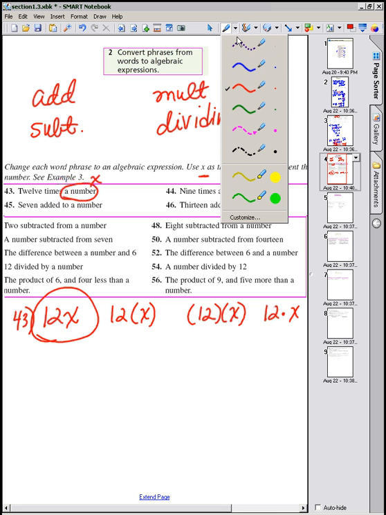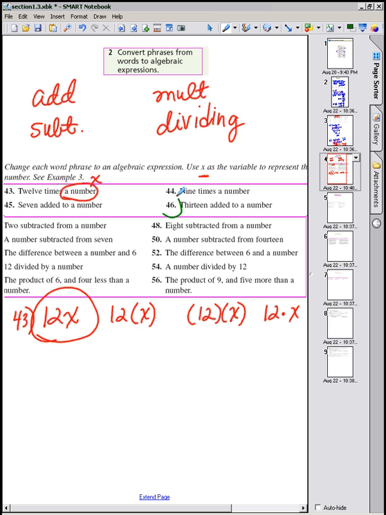What about number 46? 13 added to a number. So 13 added to something. If we start with our number, we add 13 to it, we get x plus 13. 13 plus x is also correct. What you add doesn't matter, but the direct translation is saying 13 added to something, so that would suggest the addition comes last.